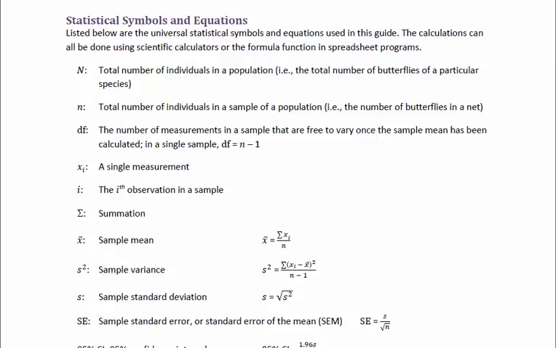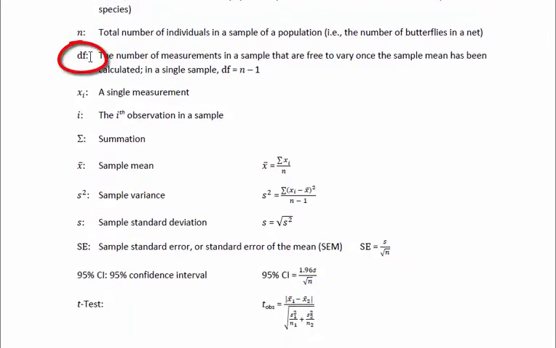So the t-test document starts with a list of some of these statistical symbols and equations, and you'll see most of these again. But for example, the uppercase N we probably won't use at all, because this is representative of the total number of individuals in a population, and we are usually looking at a sample of individuals in a population, small n. You saw small n when you were calculating your confidence intervals. That's the same number. Degrees of freedom I'll talk about in just a minute.